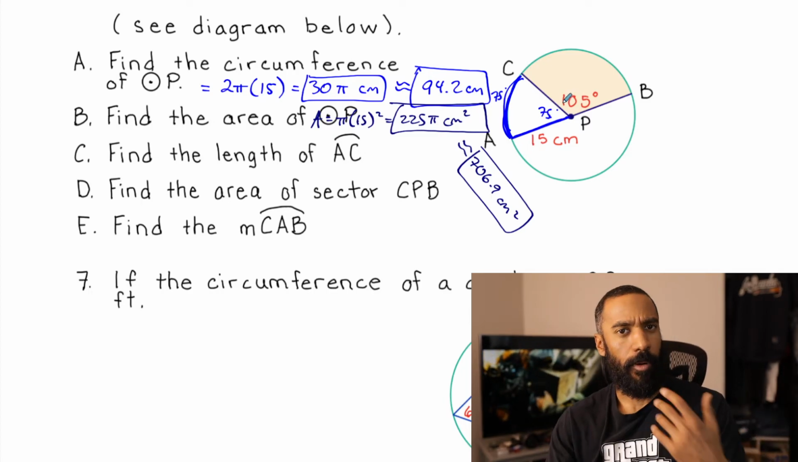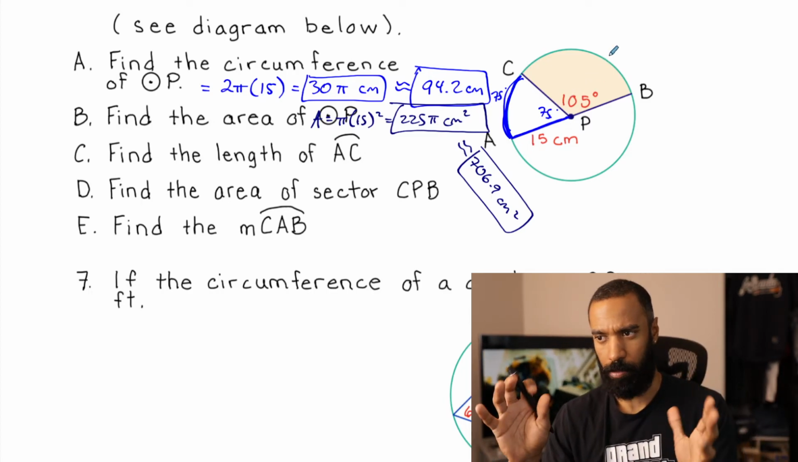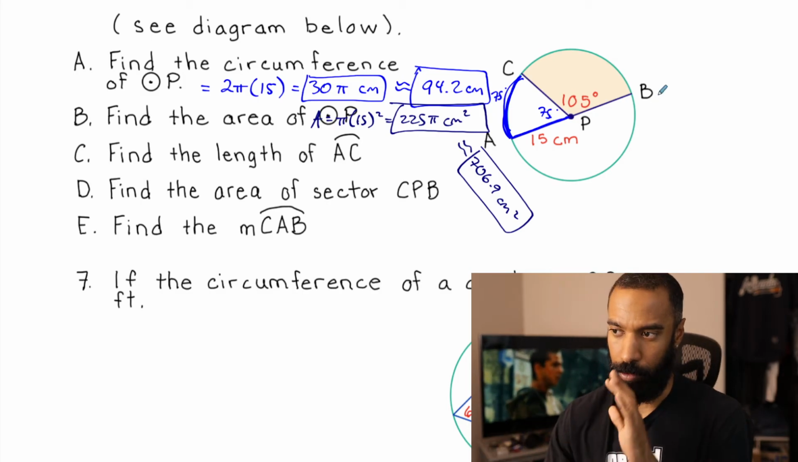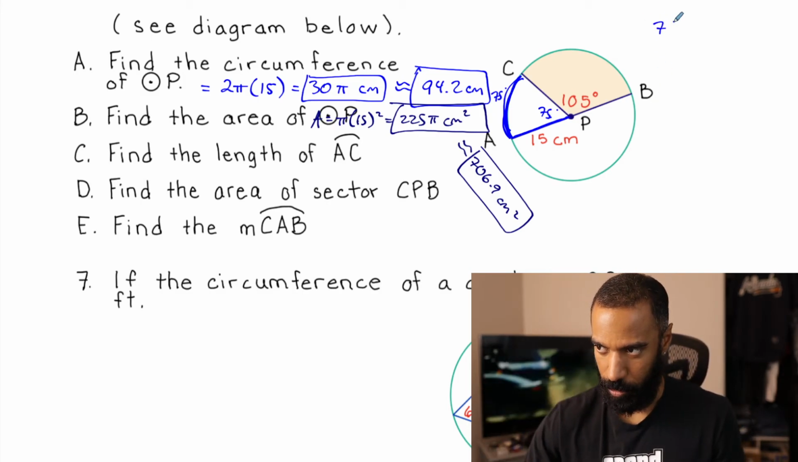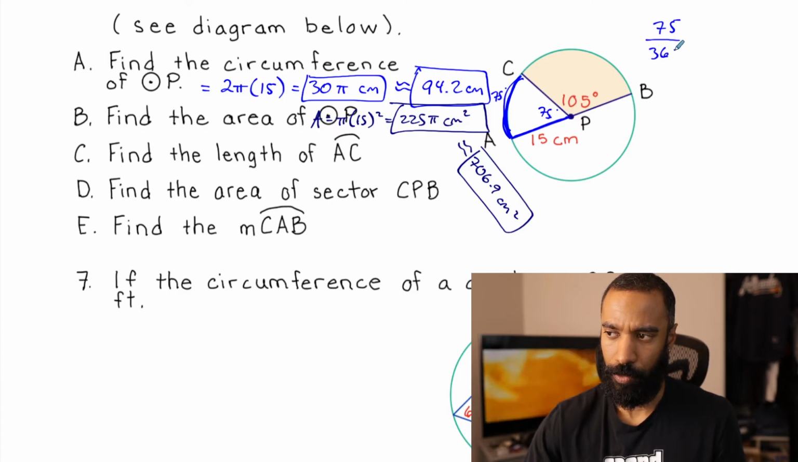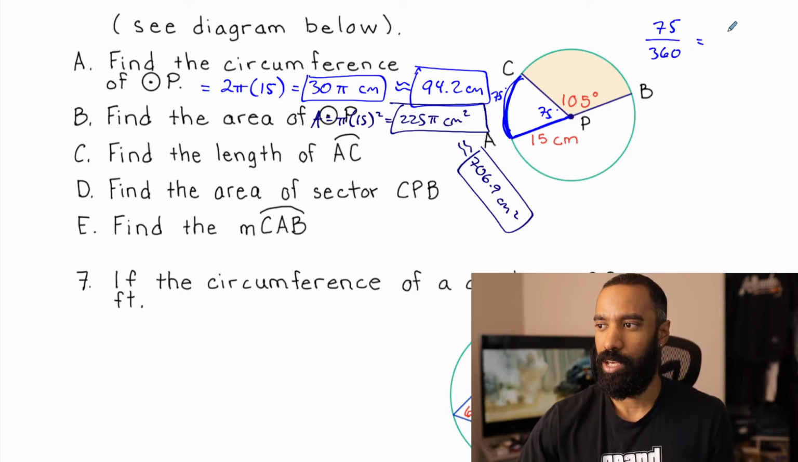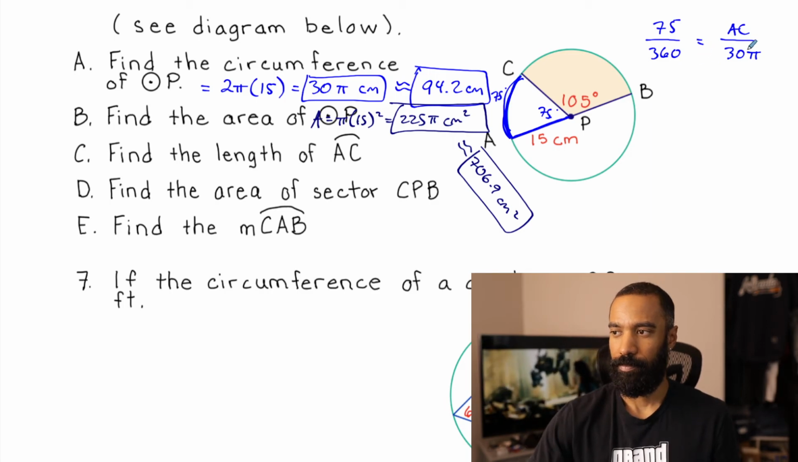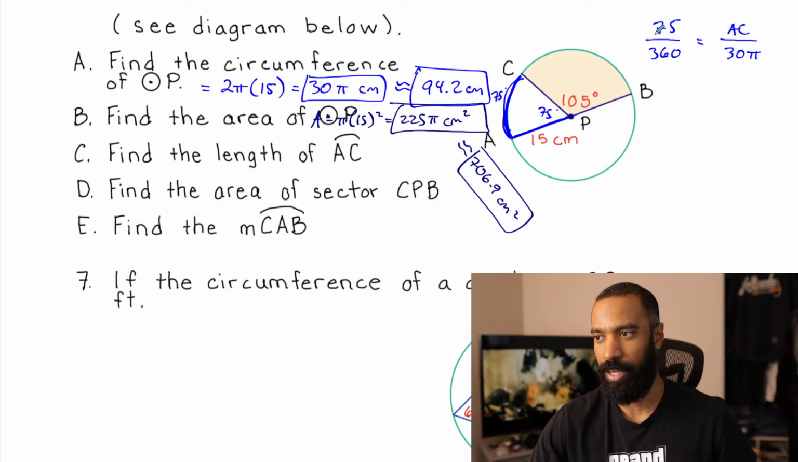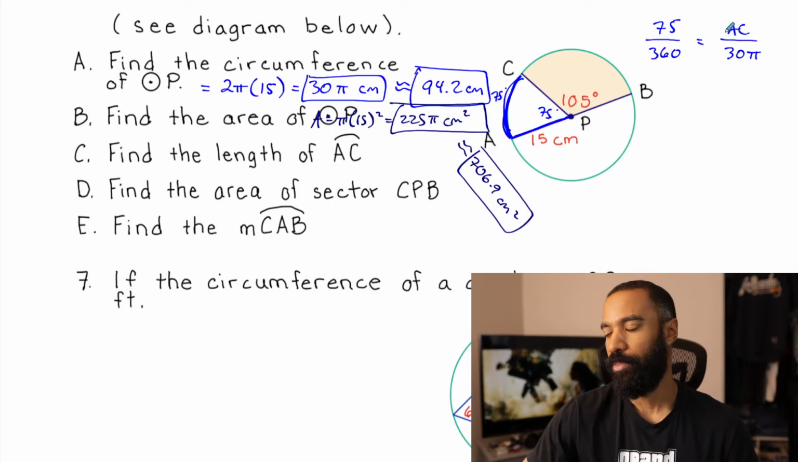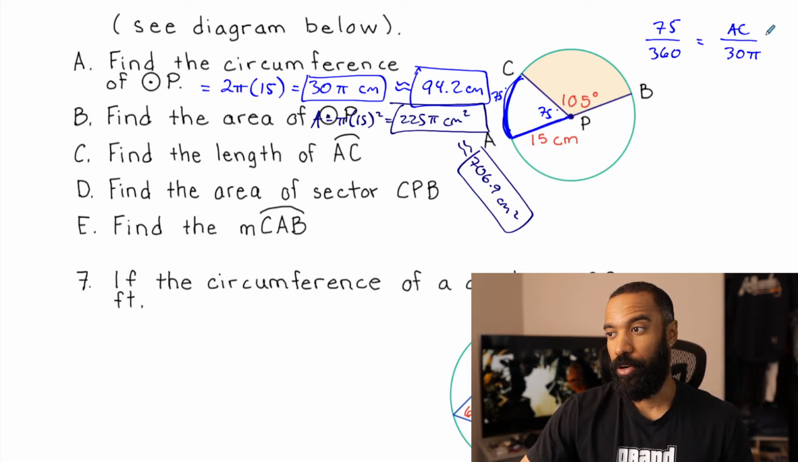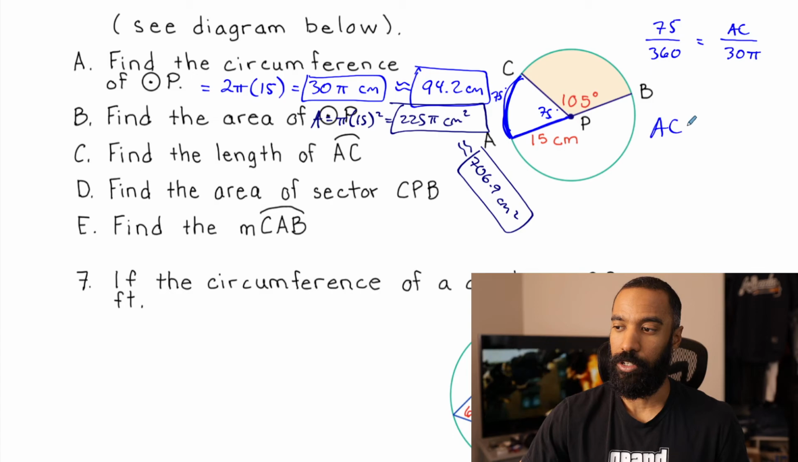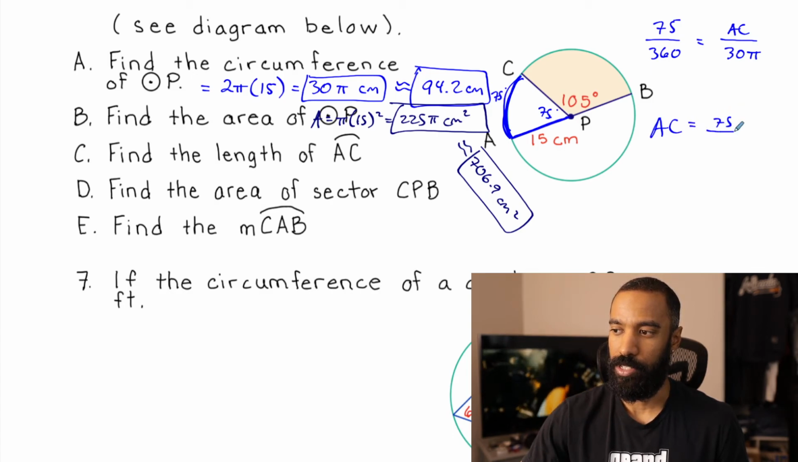I like to set it up as a proportion for my kiddos, but you can also, of course, multiply by that ratio, by that 75 over 360 ratio. But that's exactly what I'm going to do. Whatever 75 over 360 is, so is the length of arc AC over 30 pi. 30 pi is the circumference of the whole circle. This is arc length. This is degrees and degrees. If I multiply both sides by 30 pi, basically you're doing AC is 75 over 360 times 30 pi.